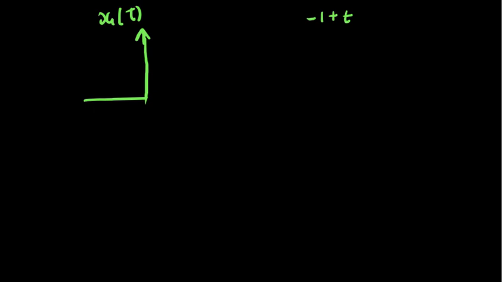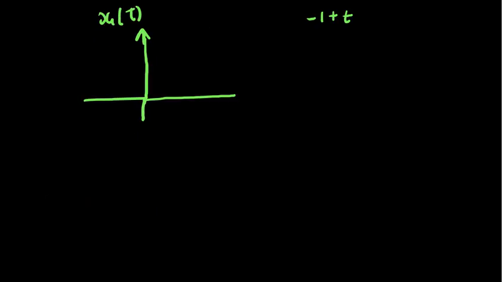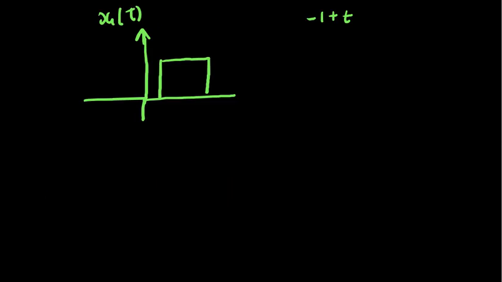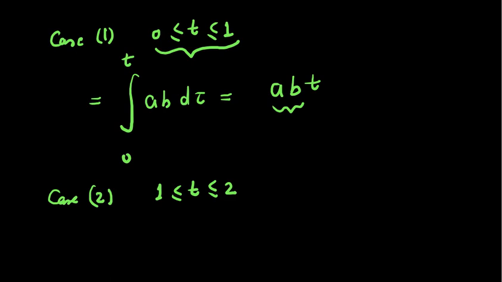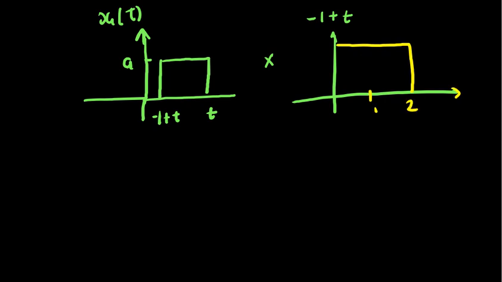So you have to shift this signal by t, which is more than 1. So this is t, correct? But since t is greater than 1, now it is positive. That's it. So this is a. Now you have to multiply this with your x2 t, or x2 tau.